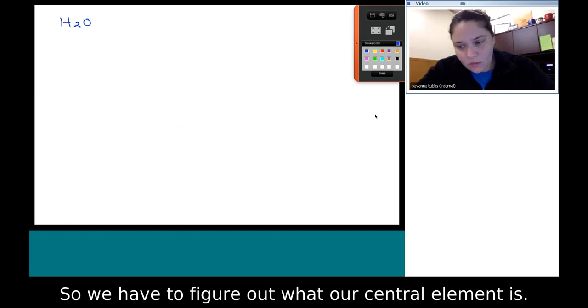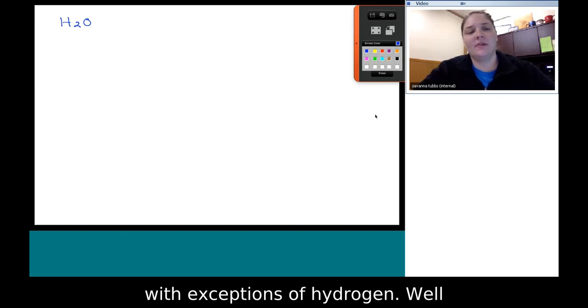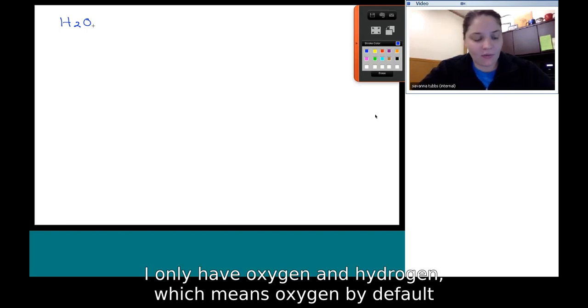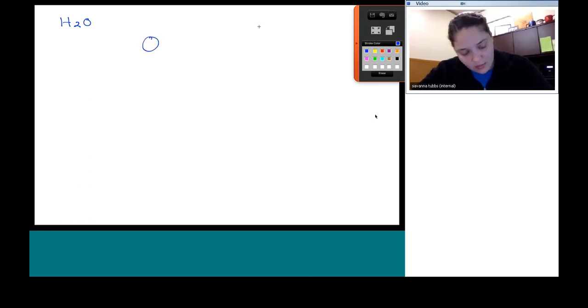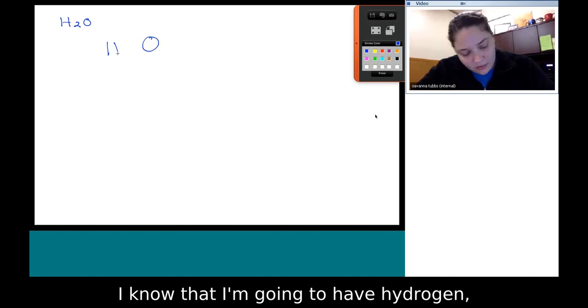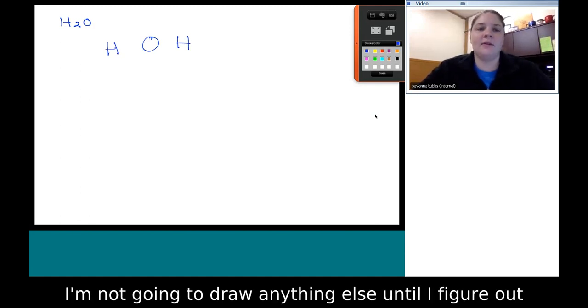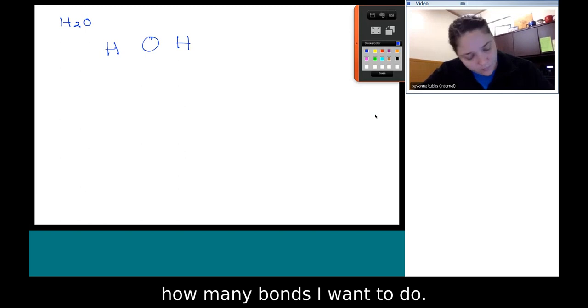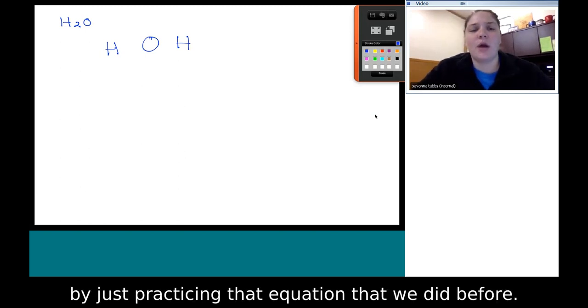So we have to figure out what our central element is. It's the least electronegative element, with the exception of hydrogen. Well, I only have oxygen and hydrogen, which means oxygen, by default, is my central element. I know that I'm going to have hydrogen, so I'm just going to go ahead and draw them here. I'm not going to draw anything else until I figure out how many bonds I want to do. So let's figure out how many bonds by just practicing that equation that we did before.